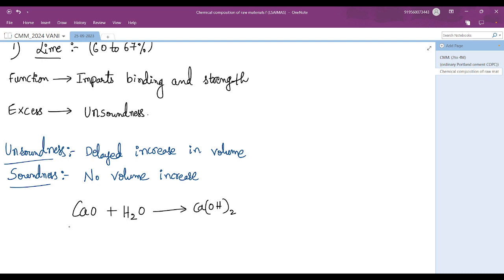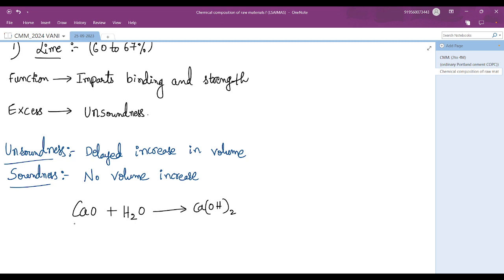So if excess lime is present, then that excess lime reacts with water content or moisture content present either in the atmosphere or within the cement mass, and it gives rise to Ca(OH)2, which has more volume than original CaO. Because here the main function of lime or CaO is to impart strength and binding. How the lime will impart strength and binding I'll explain later. For that, lime required is 60 to 67%.